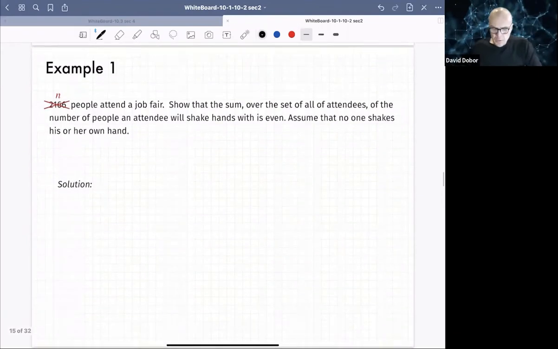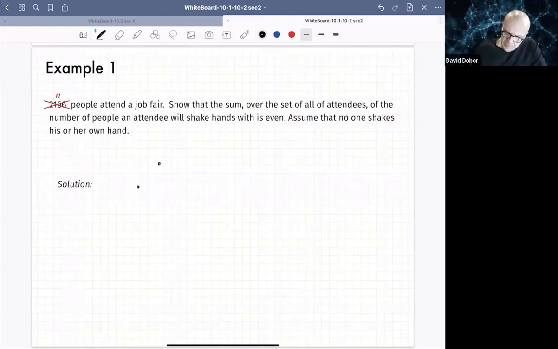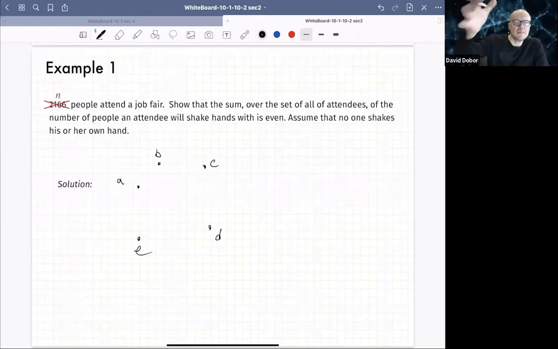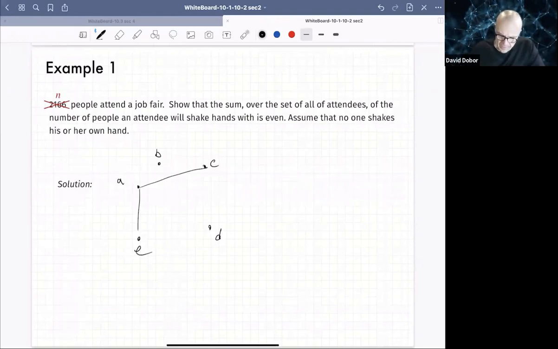Okay, so you're at a job fair, or let's say at a party or something. And let's say you have 5 people that go into the party: Alice, Bob, Carol, Doug, and Elizabeth. All these people walk in, and some people shake hands. Some people don't shake hands. So suppose A shook hands with C and E. B didn't shake hands with anybody.